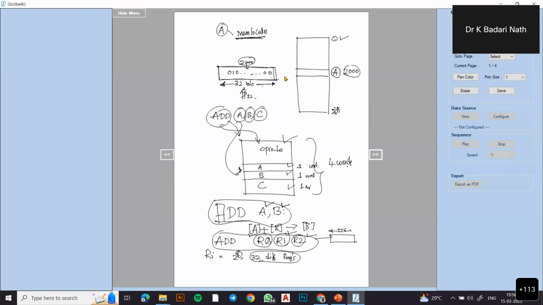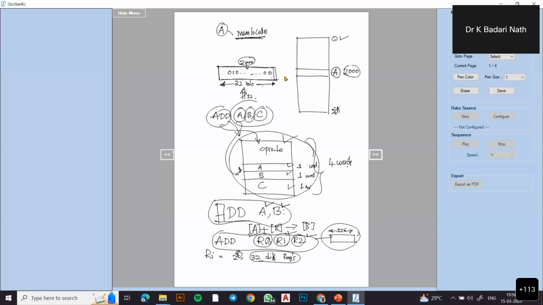Now what is the advantage of this instruction? That means I can execute one instruction in one clock cycle. Because why? The whole of the instruction I can put in one word. So if I get one word into the processor, I can finish execution. Whereas if I put a lot of memory operands in the instruction, then what will happen? The number of words required will increase.